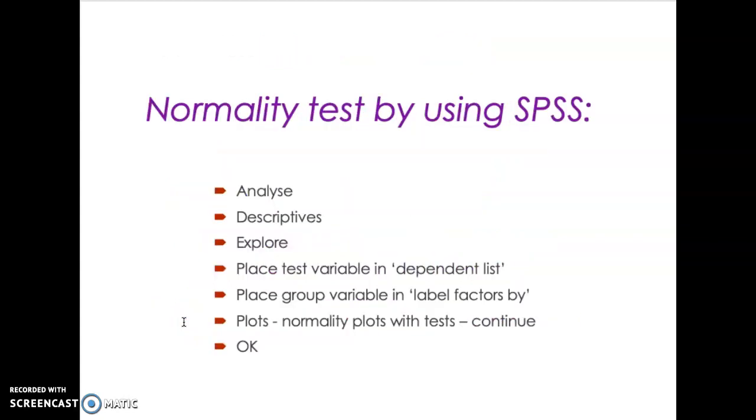For the second assumption, which is that the data must be normally distributed, particularly the dependent variable, you need to run a normality test by using SPSS. In the previous video, I taught you how to run a normality test using SPSS. You go to Analyze, choose Descriptive Statistics, click Explore, place the test variable in the dependent list, place the group variable in the factor list, choose Plots, and choose Normality plots with tests, click Continue, and click OK.